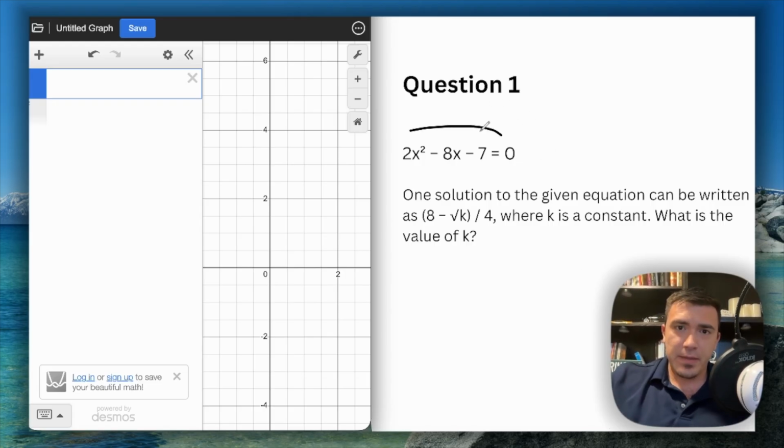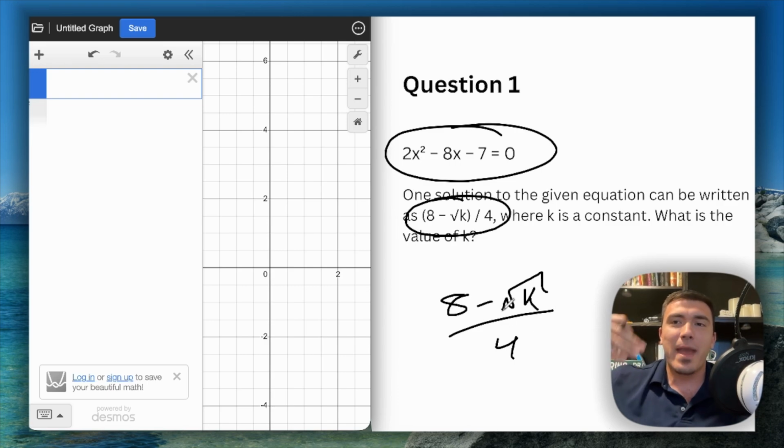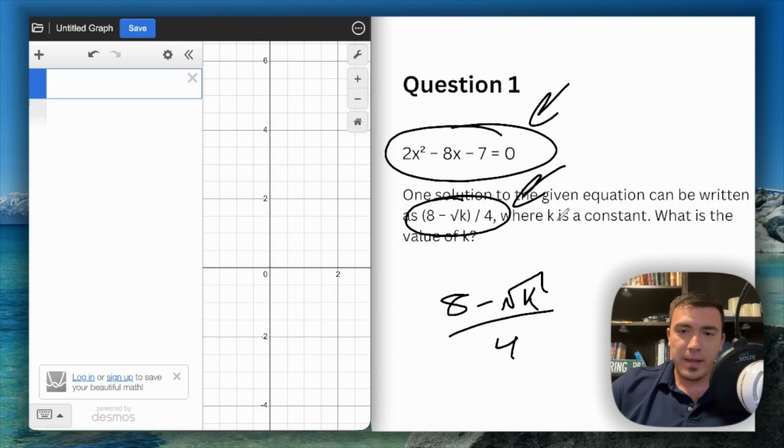So over here, I'm given this equation, and I'm told that the solution can be written in this format: 8 minus square root of k over 4. Well, what does that remind you of, guys? That right there should remind you of negative b plus or minus square root b squared minus 4ac all over 2a. It's in the same exact format as the quadratic formula. So anytime you see something like this where you're given a quadratic and a solution in the format of the quadratic formula, yeah, you can go ahead and use the quadratic formula, but a lot of students don't have it memorized, and it's also just really, really time consuming.